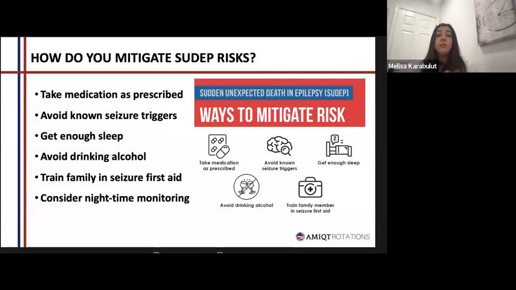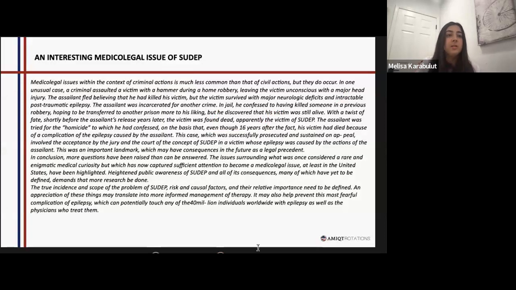So, what can we suggest to epilepsy patients as doctors, especially as neurologists? Take medication as prescribed, avoid known seizure triggers, get enough sleep, avoid drinking alcohol, train family in seizure first aid, and consider nighttime monitoring. So there is a really interesting medical legal issue of SUDEP. If you're interested, you can read about it after I finish my presentation.